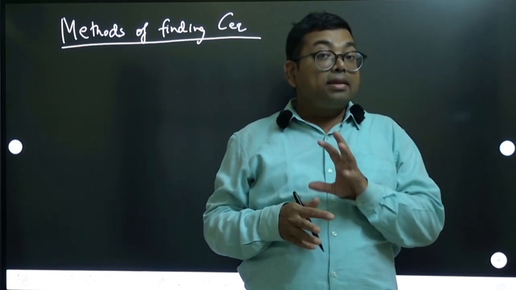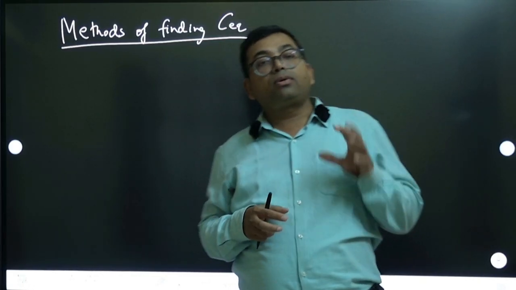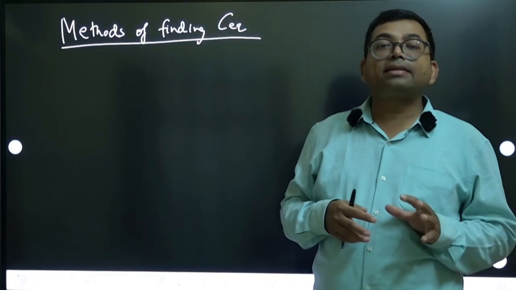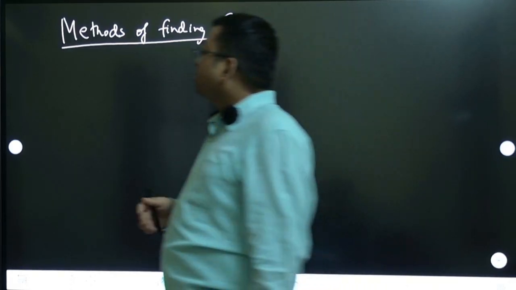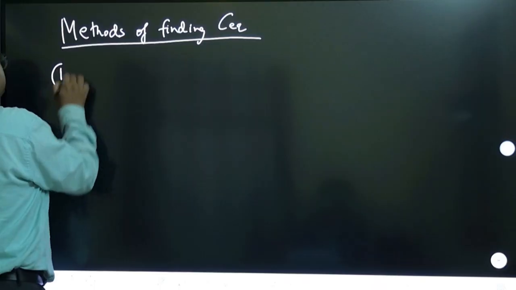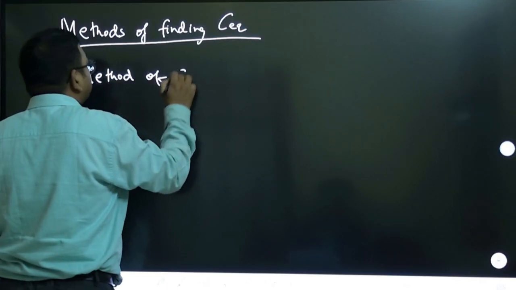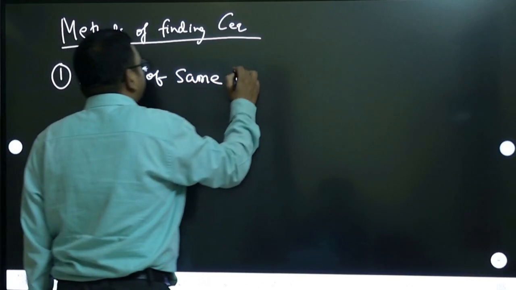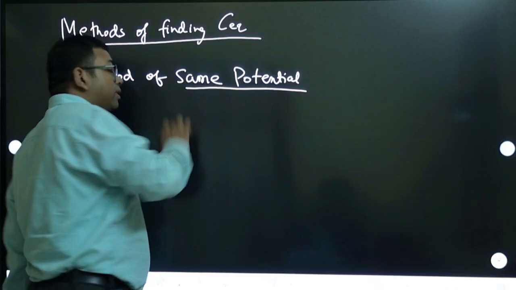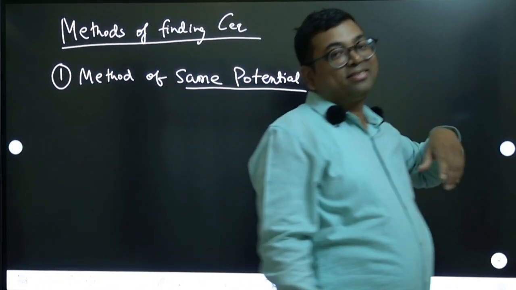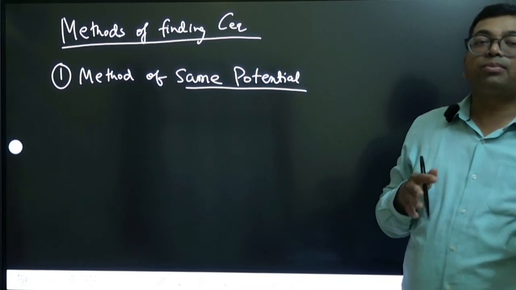But if they are neither in series nor in parallel, there are some special techniques which we have to learn. There are some 7 or 8 techniques, going from very basic level to advanced level. So let us discuss those techniques. First is called the method of same potential. Very important technique. If you can learn this technique, then you can solve most of the questions in NEET, because mostly the questions in NEET are based on this method of same potential.